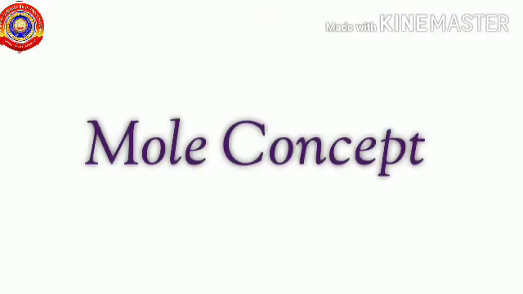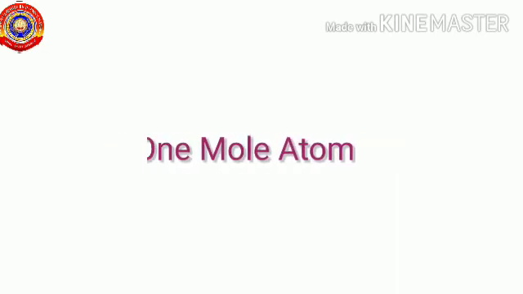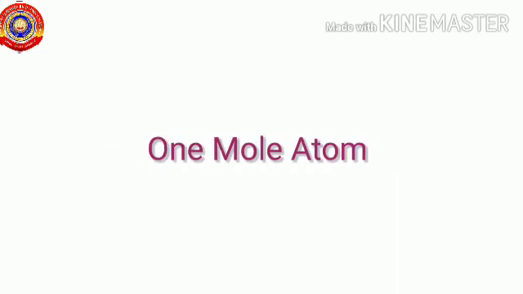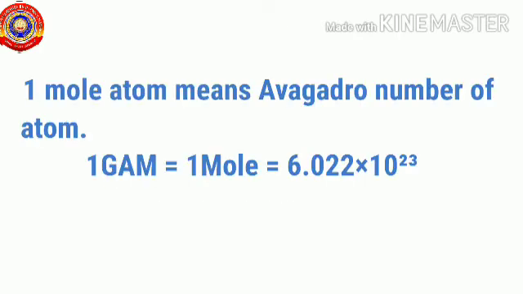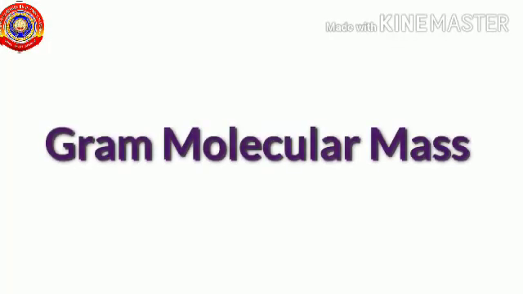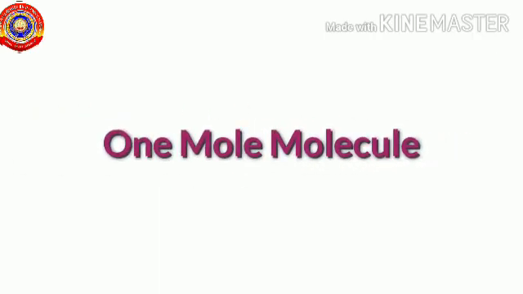Hello students. So far we discussed gram atomic mass and 1 mole atom. You know, the mass of an element in gram equal to its atomic mass is called 1 gram atomic mass. And 1 mole atom means it contains Avogadro number of atoms. Today we will learn the relation between gram molecular mass and 1 mole molecule.